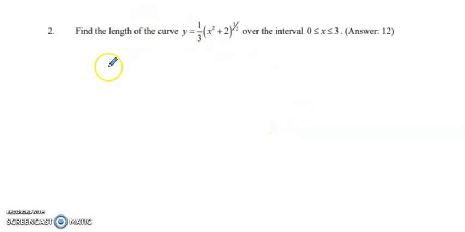Alrighty, let's do an arc length problem. This one is a non-calculator problem. To find the length of the arc, the first thing we need to do is differentiate y. So we're going to do that with the power rule.